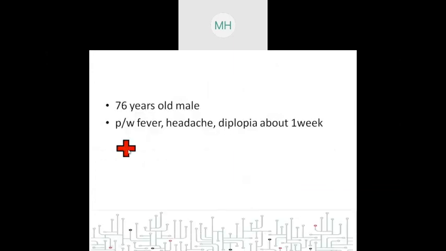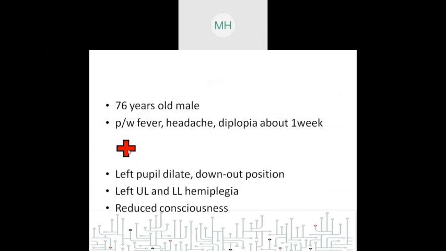Okay, same patient, but you note that this patient has a cranial nerve 3 palsy, also hemiplegia on the left side, and reduced consciousness. So you cannot do much with this patient. You just go by history and simple physical examination. Based on this, where is the lesion?